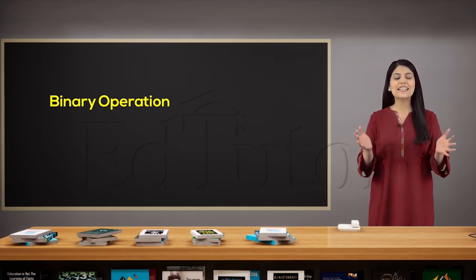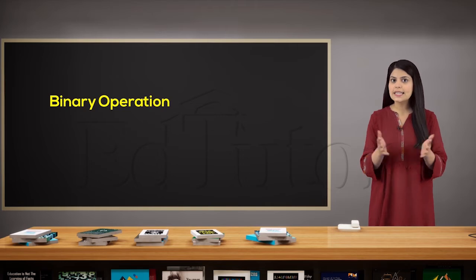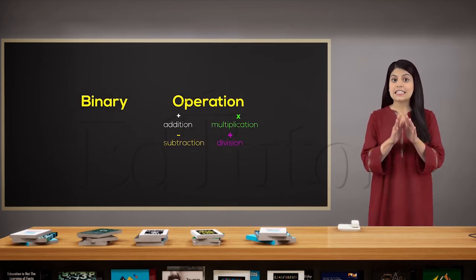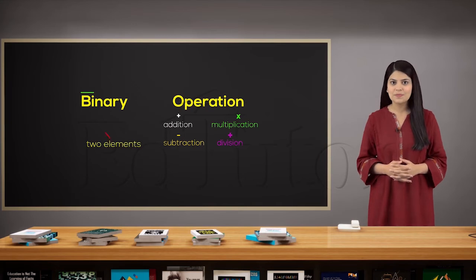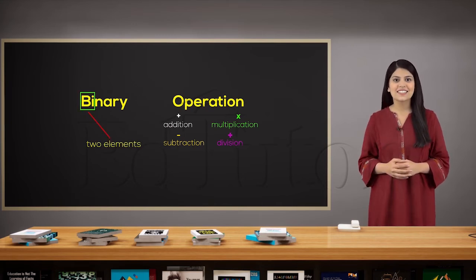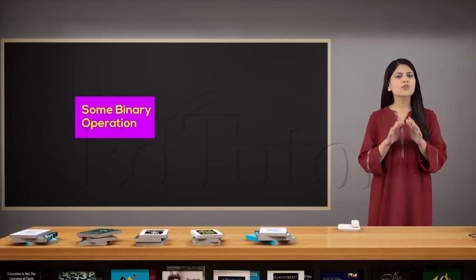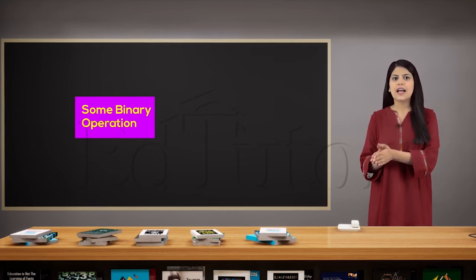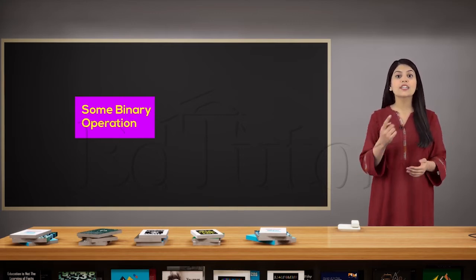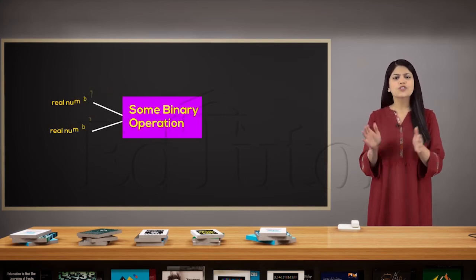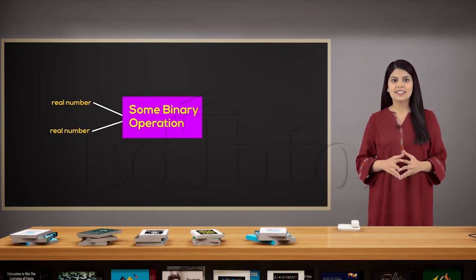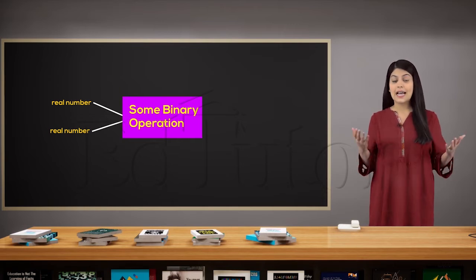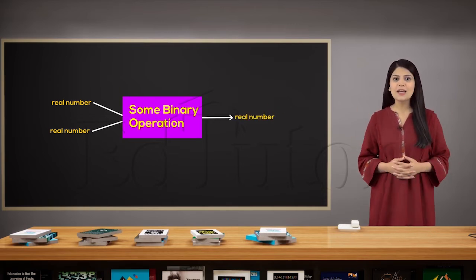A quick recall might help. They are operations like addition, subtraction, multiplication, and division that take in two inputs at a time, hence the prefix bi. We also saw that not all the binary operations apply every time. The deciding factor is the set from which we got our inputs. The output should always be from the same set. So, if we performed an operation with real numbers, the output should also be a real number.